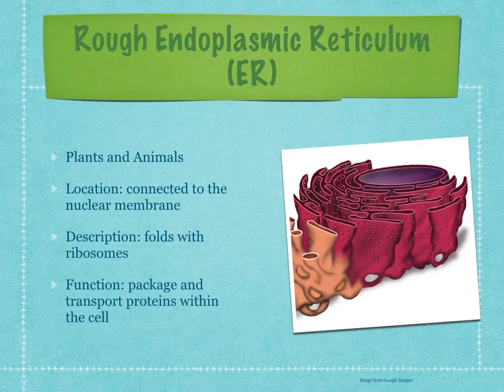I also want you to see that the center purple circle there is representing the nucleus. So the location is connected to the nuclear membrane. So the ER is actually an extension off of the nucleus. We're seeing folds here again because I can cram more stuff into a smaller space. I'm increasing the surface area by folding in. Their function is to package and transport proteins within the cell. So ribosome makes them, and ER takes them and packages them.